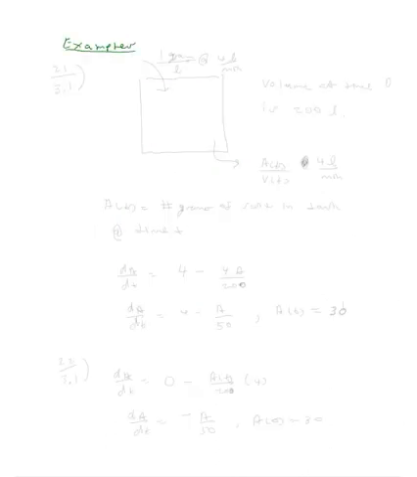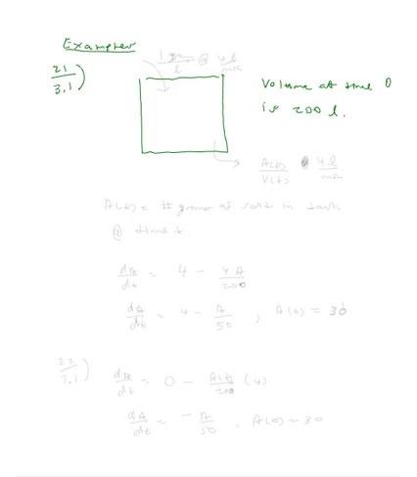For our first example, this is problem number 21 in section 3.1 of the Zill differential equations book. It says we have a tank and it contains 200 liters of fluid. So that means the volume of the tank at time 0 is 200 liters.